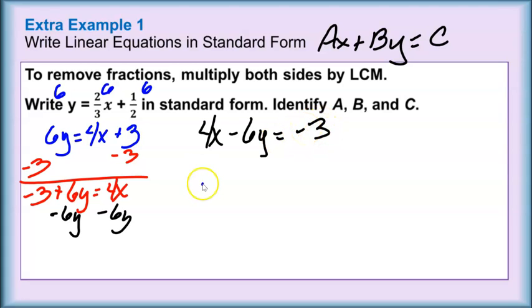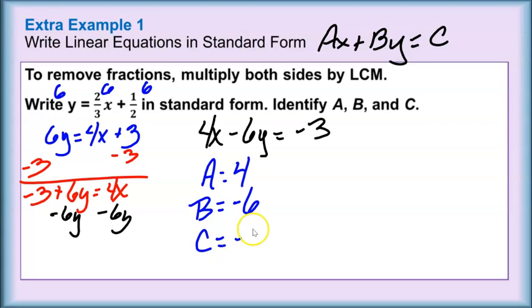Now I can identify my a, which is always with my x term, so that's 4. My b is always with my y term, that's negative 6. And my c is my constant, which will be negative 3.